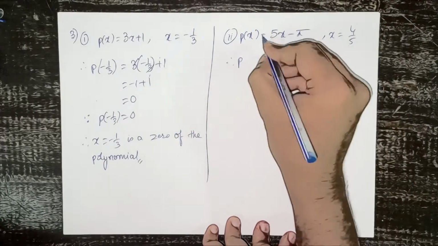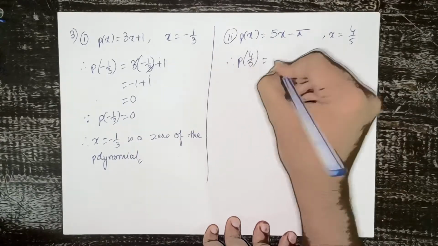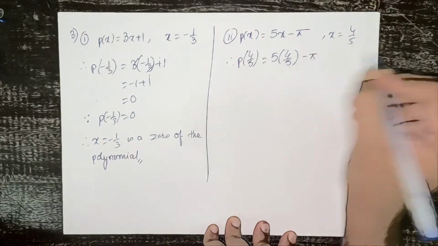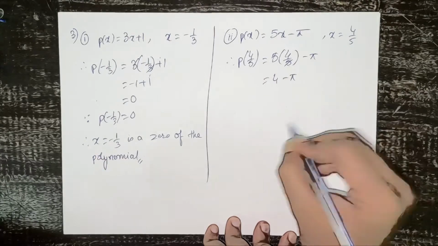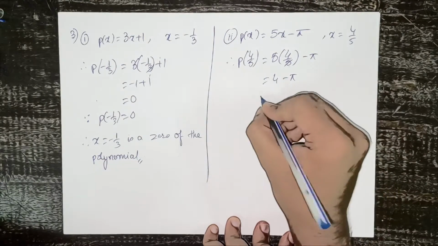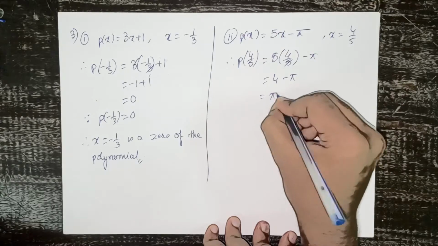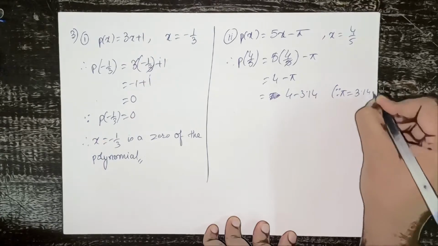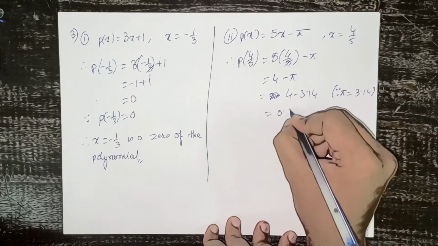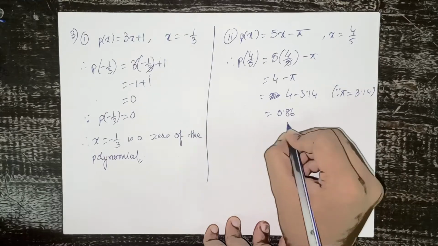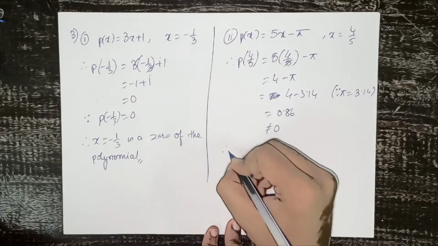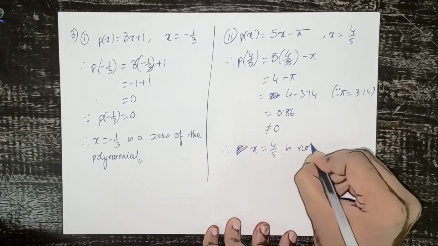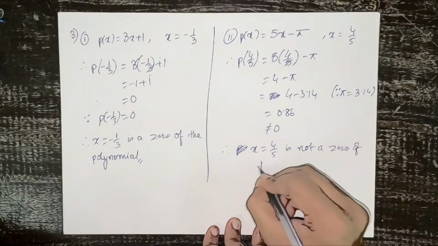So x is 4 by 5. So p of 4 by 5 is equal to 5 into 4 by 5, in the value of x, write the value of x, that is 4 by 5, minus pi. So 5 will cancel, it is 4 minus pi. So 4 minus pi is not 0 because the value of pi is approximately 3.14, which will be around 0.86. So it is not equal to 0. Therefore x equal to 4 by 5 is not a 0 of the polynomial.